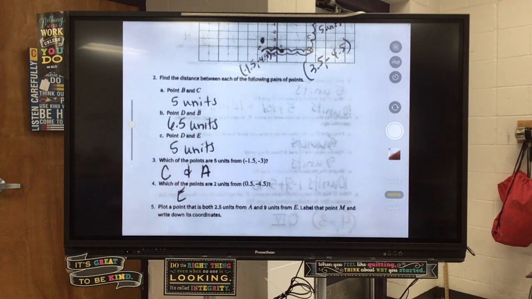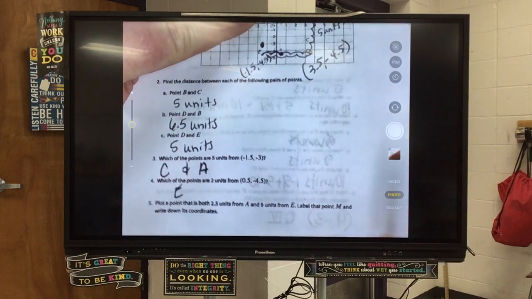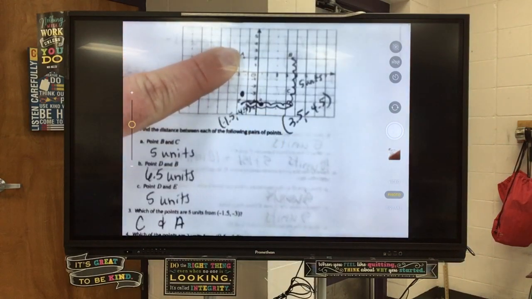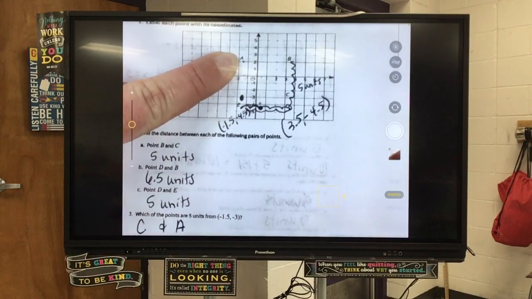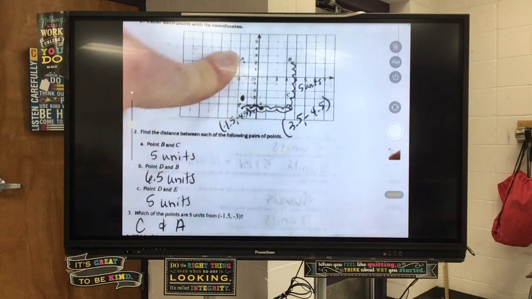Yep. All right, and then 5 says plot a point that is both 2.5 units from A and 9 units from B, and label that point M, and write down its coordinates. All right, so find A. And we're going 2.5 units from A and 9.5 units from B. Stand up when you have your point plotted.